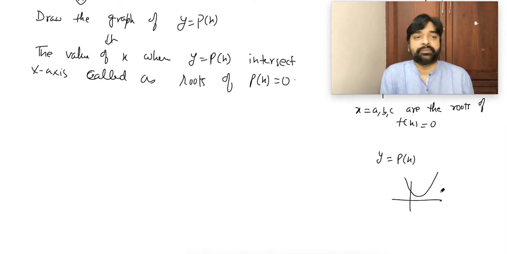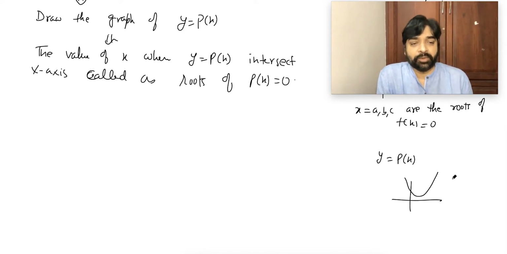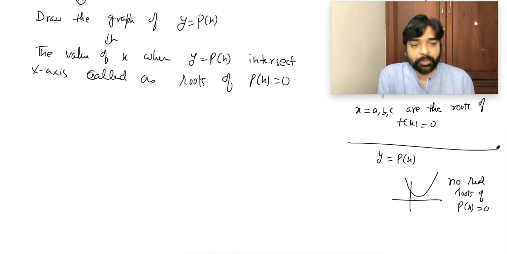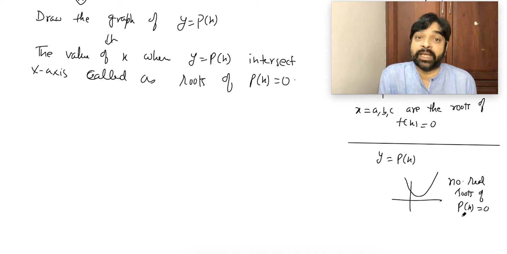What is the meaning? Roots. Just analyze the roots. No real roots. For this graph, what do you say? No real roots. Of what? Of y equal to p(x)? No. p(x) equal to 0. We draw the graph of y equal to p(x) and we tell the roots of p(x) equal to 0. This does not have the roots. Again and again I am saying, the expression does not have the roots. There is no sense of it.